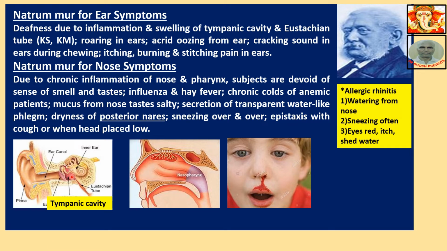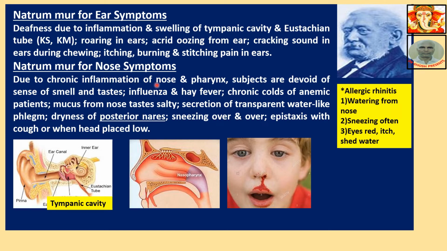This is the tympanic cavity, the middle layer. The ear has 3 parts: outer ear, middle ear, inner ear. So this is the middle ear. In the middle ear, we have 3 small bones here: malleus, incus and stapes. This cavity, then this is the eustachian tube. Through this tube, the middle ear is connected to the throat, and this is the internal ear.